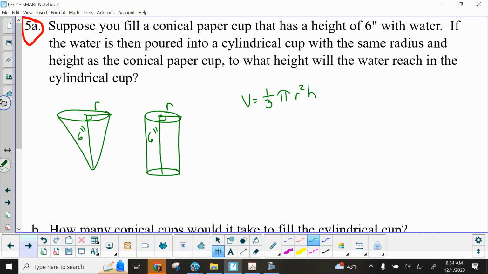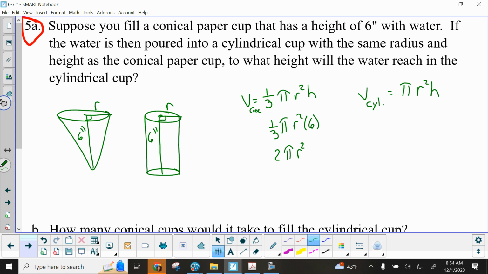So that's the cone. And then write down the volume of a cylinder. Pi r squared h. All right, so I know that their radius is the same in both. And I'm also told that their height is the same. And they actually give me the height. The height is 6. So I can multiply the 1/3 times 6, and I have 2 pi r squared.